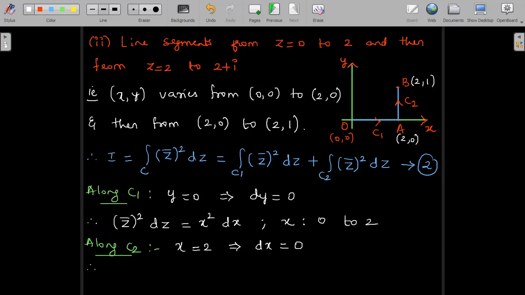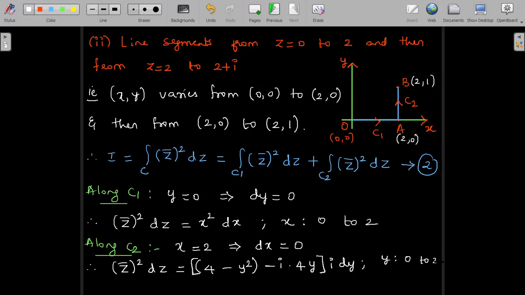So therefore, what happens to z bar whole square dz? So z bar whole square dz will be equal to x square, so it is 4 minus y square minus i into 4y actually, the whole thing multiplied by dx is 0. So we have i dy. And we have to write down limits for y now. So y varies from 0 to 1 actually. Let me show both the steps.